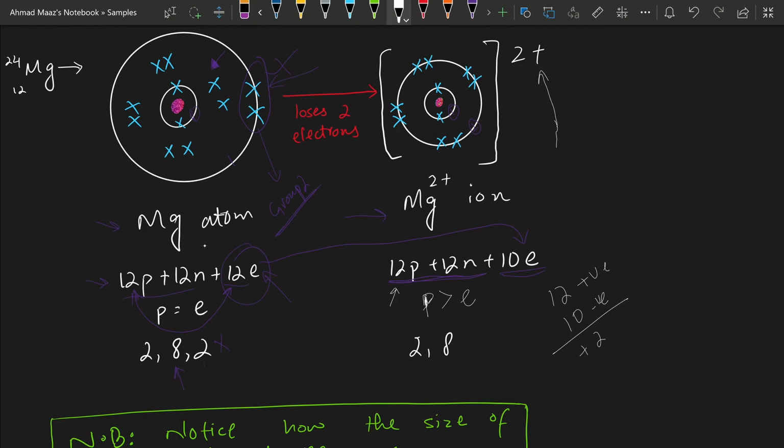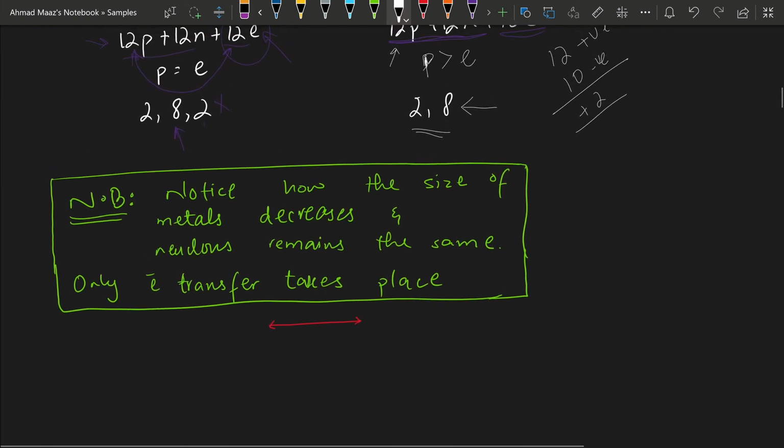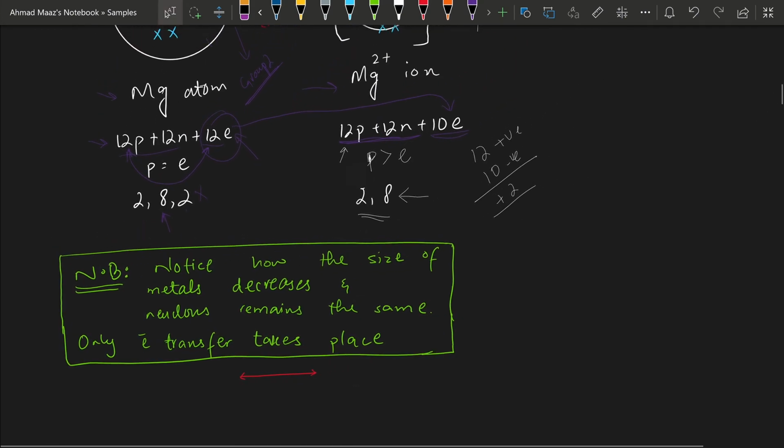So this is now the electronic configuration 2, 8. The desired electronic configuration, the dream electronic configuration, has been achieved. That is how magnesium becomes a magnesium ion. Mg becomes Mg2+. Now this is important.